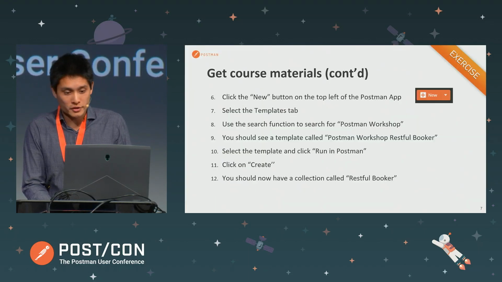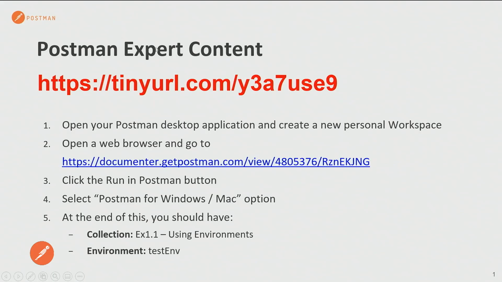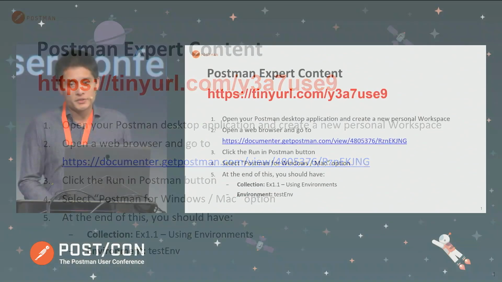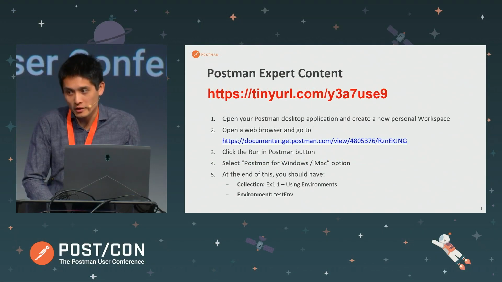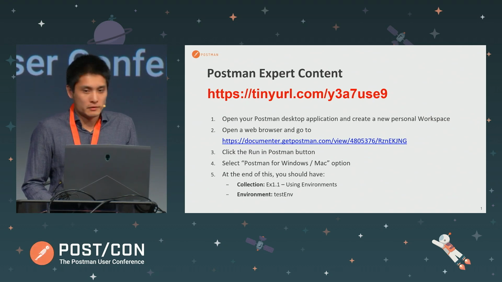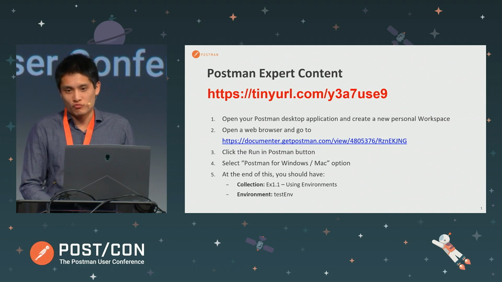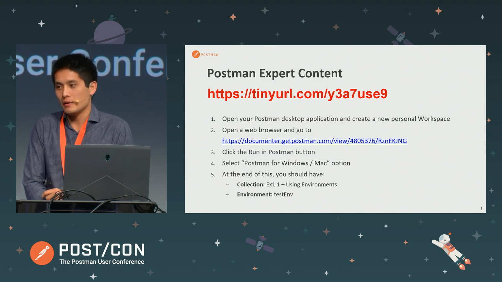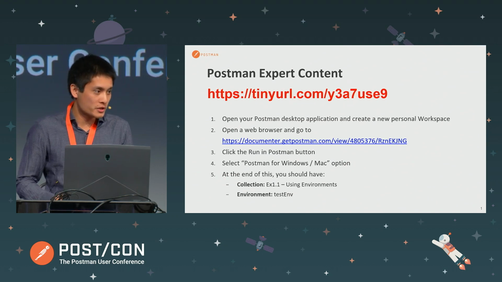For those that have just joined us, you can grab the course materials from this URL. That's a GitHub repository. You'll find an exercise file and a PDF copy of the slides. In the exercise text file, there will be additional instructions for where you can import the necessary collections and environments that we need for our exercises. And if you need more info on that, just put up your hand and one of us can come around to help you out. So that's if you're just joining us now.